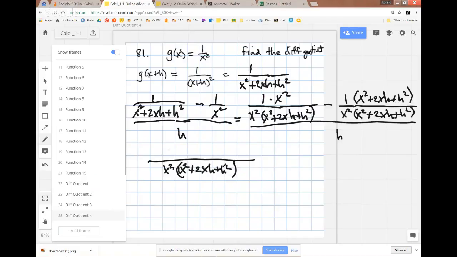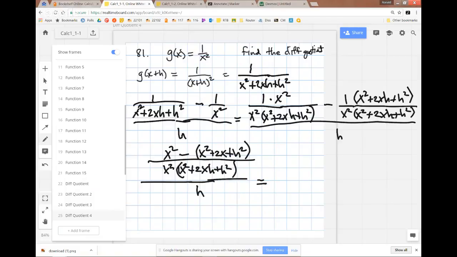And on the beginning part, I've got x squared. And on the end here, I've got this numerator, x squared plus 2xh plus h squared. And of course, that's all over h yet. Okay.